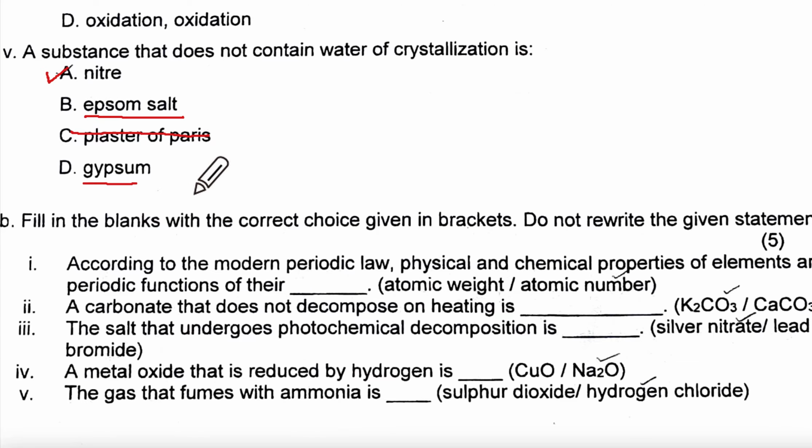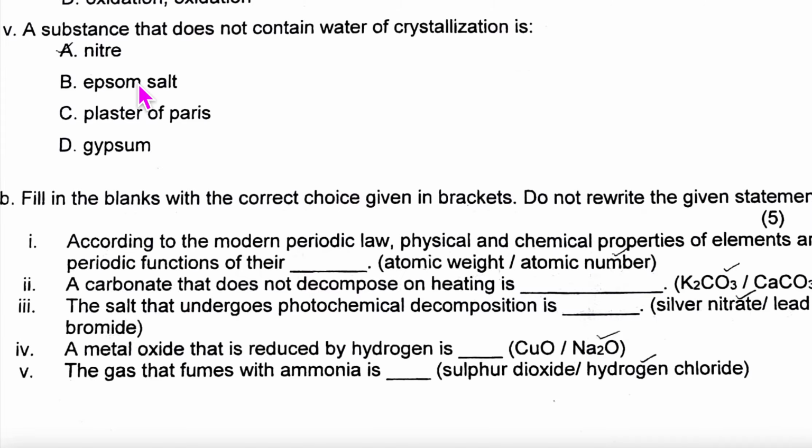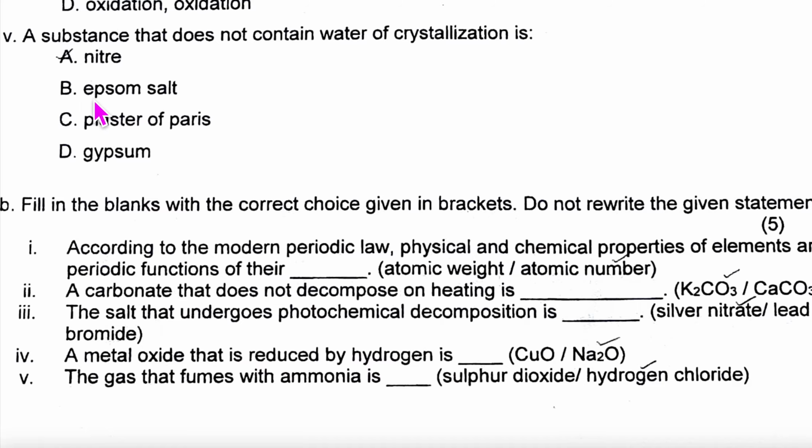So what is the formula for Epsom salt and gypsum? Be quick and tell me. Epsom salt is MgSO4 dot 7H2O and gypsum is CaSO4 dot 2H2O. Okay, so now remember that page where all those hydrated salts are there.